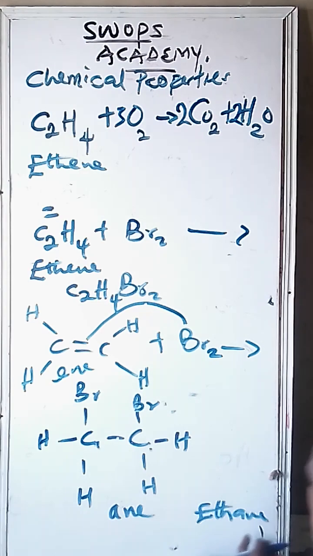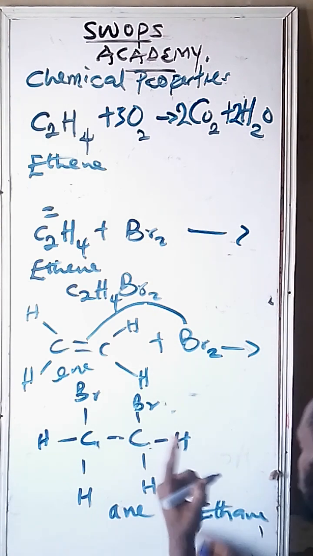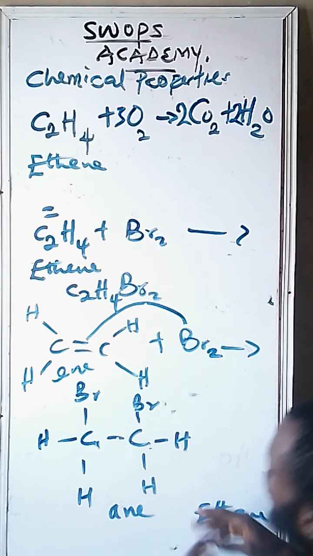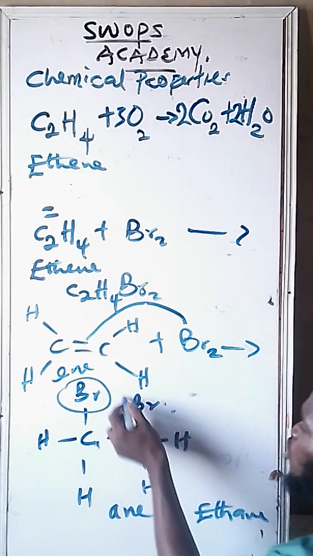Ethane. How do we know that it is ethane? It's as a result of the single bond between carbon 1 and carbon 2. Single bond, that's why we put "ane". Now what follows? What are the substituents? We have only 2 substituents here, branches, which is bromine and what?